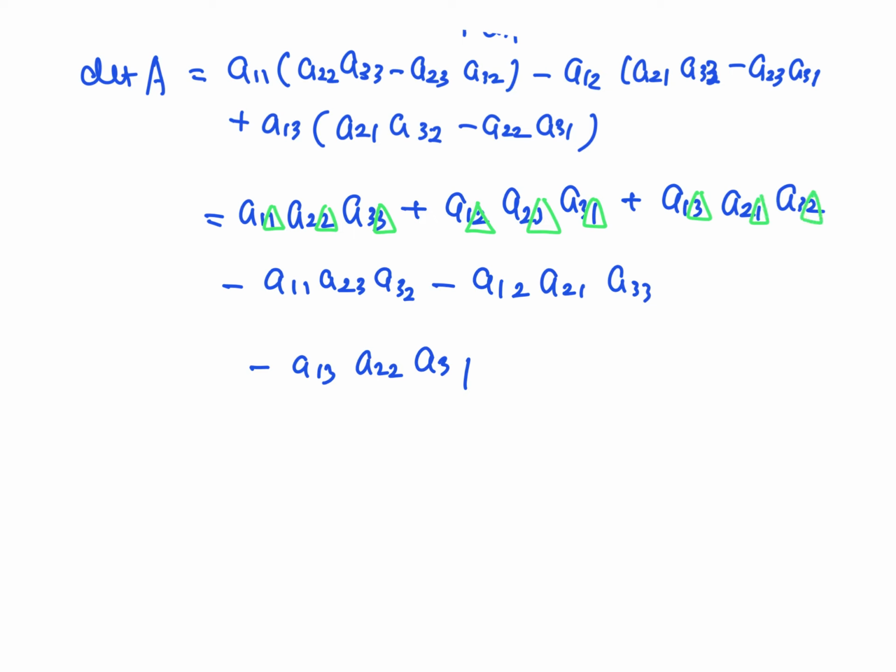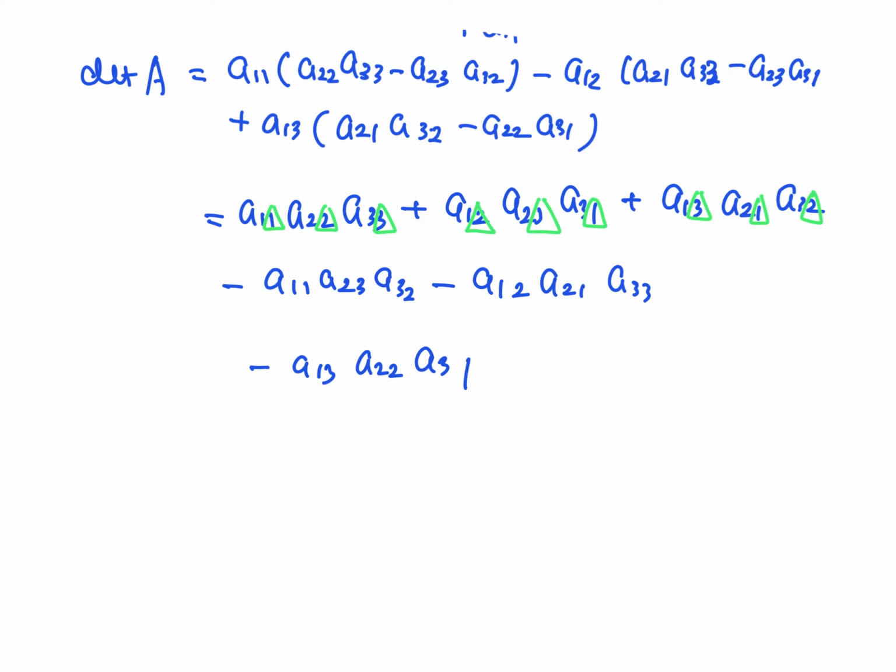Can you see some correlations? 1, 2, 3. 2, 3, 1. 3, 1, 2. How is this 1, 2, 3 arranged? Can you see some kind of permutation? How are they arranged?